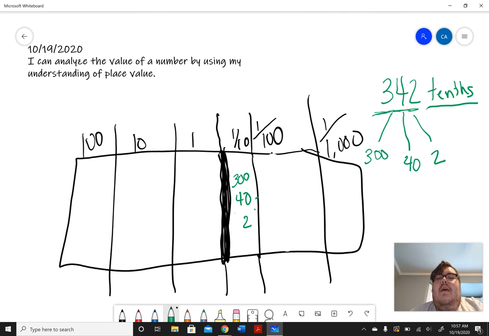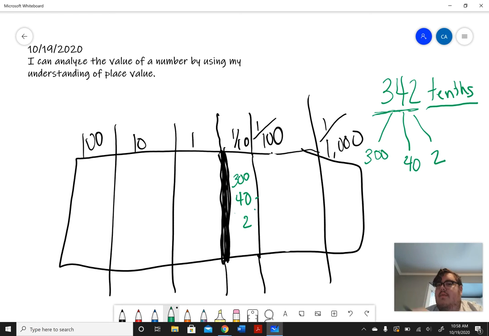We know that when we are regrouping, we're grouping groups of 10. Anytime that we're in a place value, we can group a group of 10 and move it over to the next place value, just like we can also do it the opposite way.